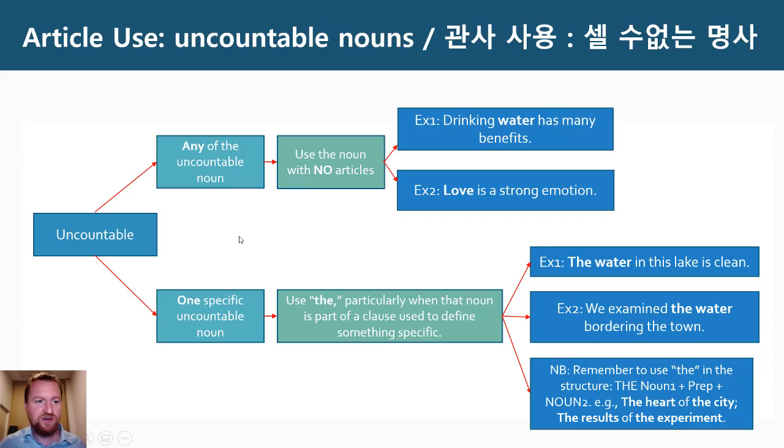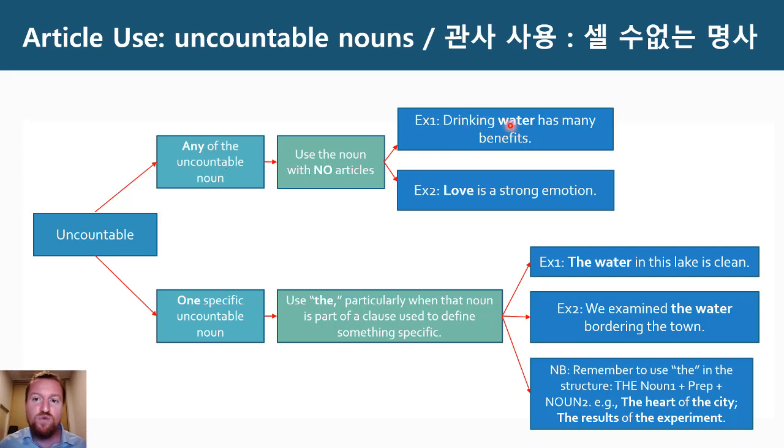You might have learned this in grammar class, but we can divide nouns into countable and uncountable, and then we will know which article to use depending on the purpose of the noun. So these are all uncountable nouns. For any uncountable noun, that means any of them, not a specific one, use the noun with no articles, and don't pluralize it. It's not countable, so you don't need to add s.